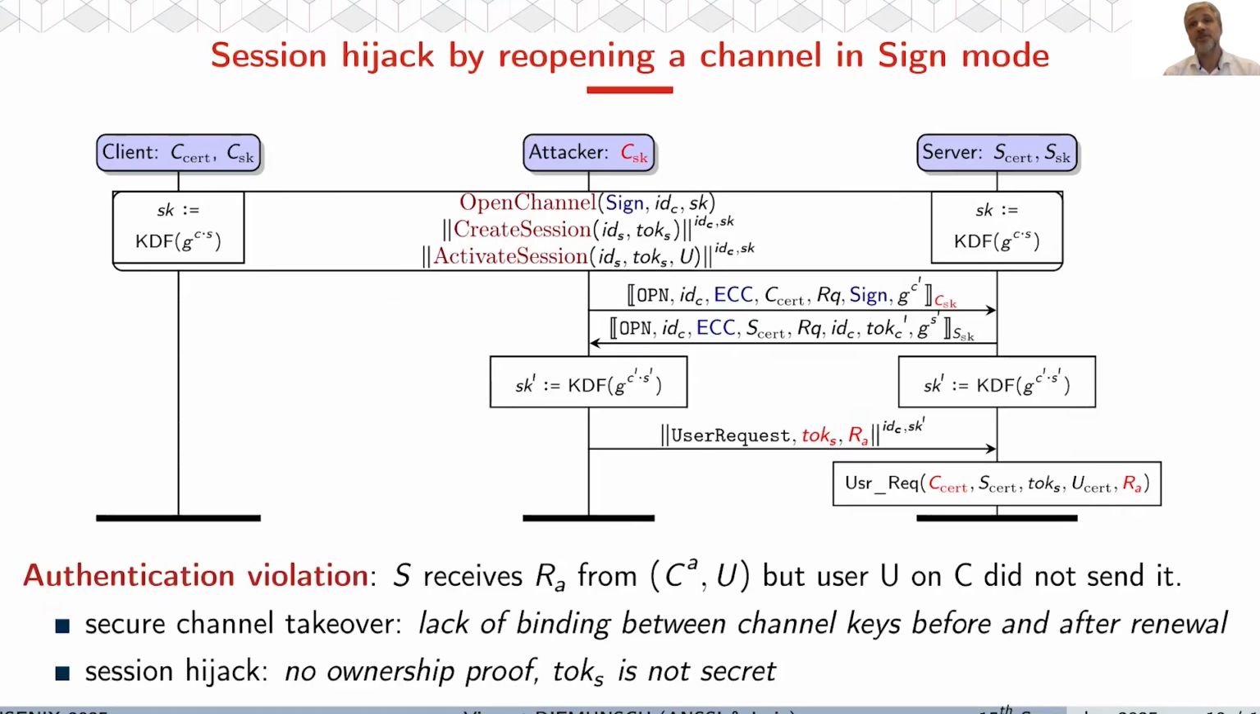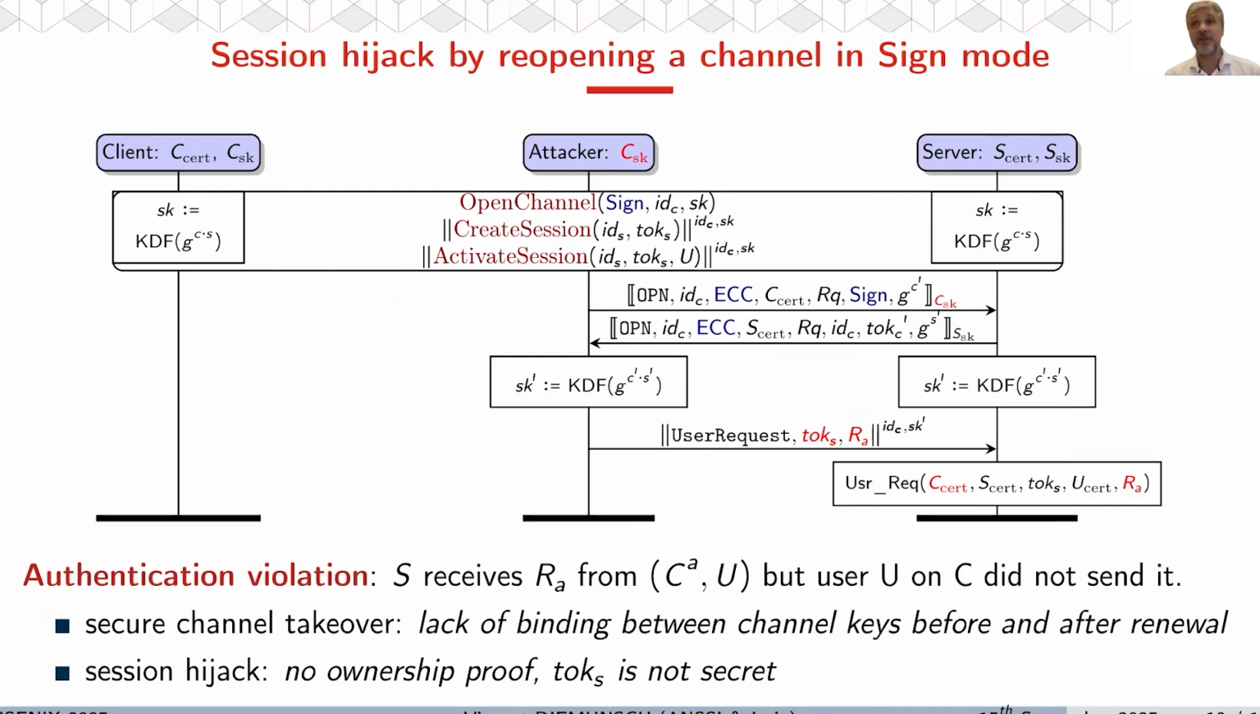There is a major authentication violation here, because the server receives the request allegedly from the user on the client machine, but the user never sent it. It was sent by the attacker. The attack root causes are the 2 following design flaws. First, there is no binding between the channel keys before and after the renewal.